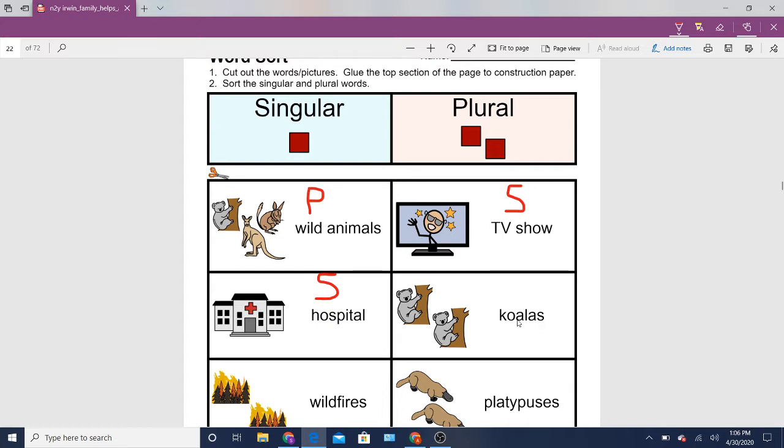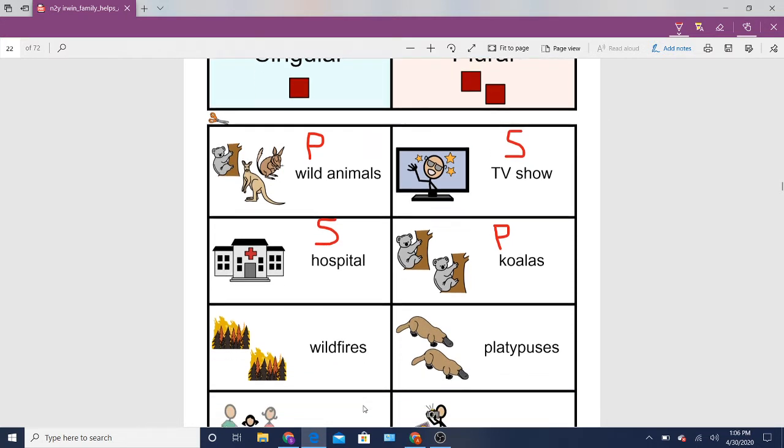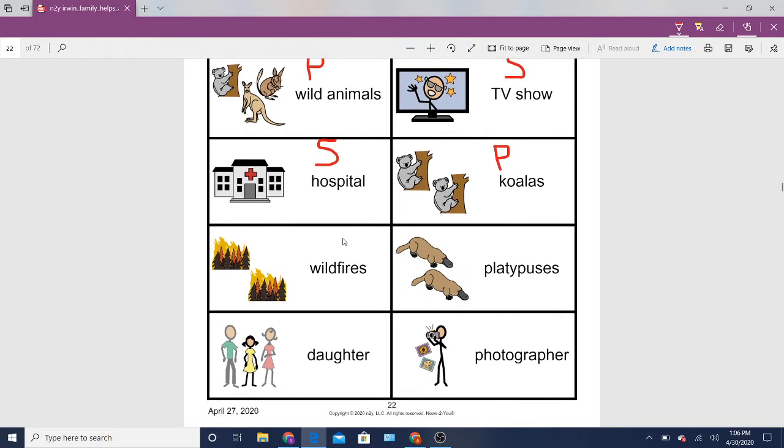Koalas, we have an S on the end, and we have two pictures of koalas. So that one is, you got it, plural for more than one. What do you think about wildfires? Hopefully you're noticing that there's an S. Hopefully you're seeing that there's two pictures of wildfires, so P for plural would be the correct answer. Over here, we have this interesting looking little animal called a platypus. And this says platypuses. And we see that S on the end, and again, one, two. So more than one means that that word is plural.